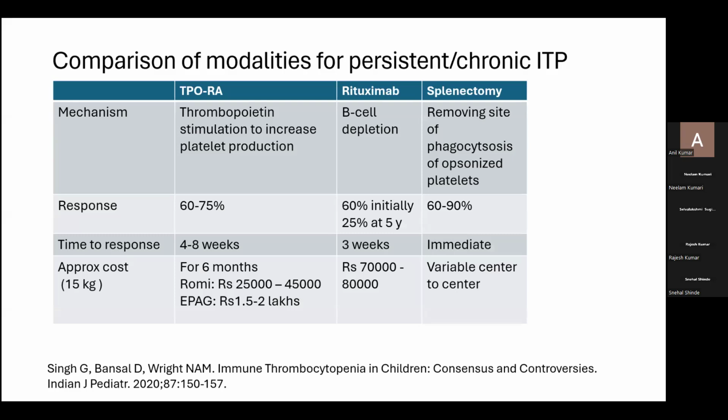Now, again, quickly comparing these three modalities: thrombopoietin agonists have a 60 to 70% response in 4 to 8 weeks of treatment. But the cost concern is there. But now with a lot of generics being available, the cost is coming down. It is becoming more and more affordable for most of the patients. Rituximab, although it works well initially, the biggest problem is that after many years, the response comes down. That is the big problem with rituximab. The response is not sustained.